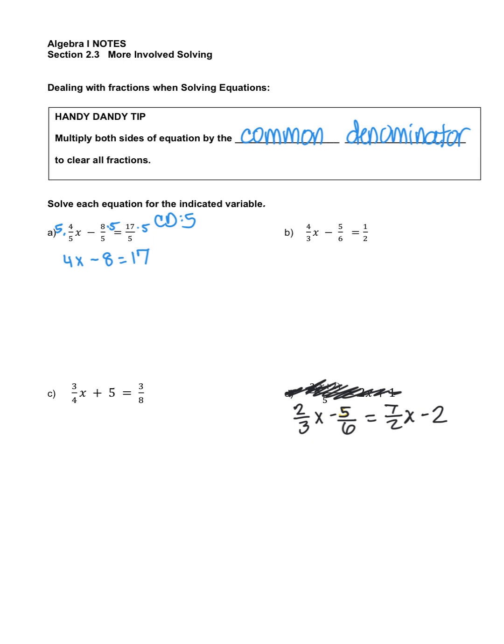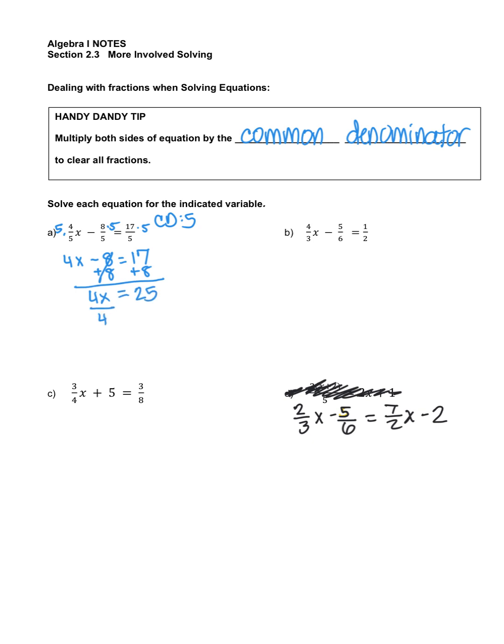Now we have an algebraic equation that we can solve. Remember, we're isolating x: put x on one side, the numbers on the other. So let's move this -8. We're going to make it a +8, +8 on both sides. Now we have 4x. These 8's cancel out. 17 plus 8 is 25.